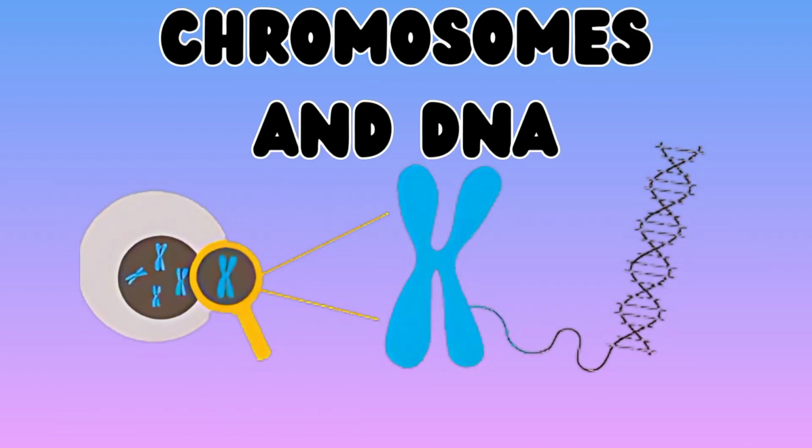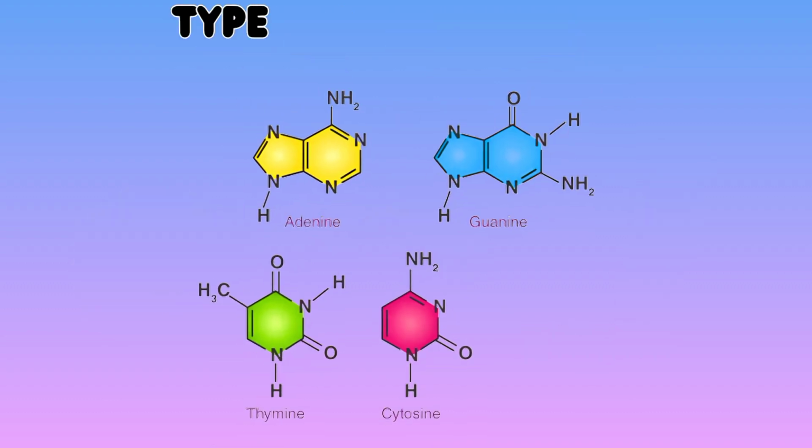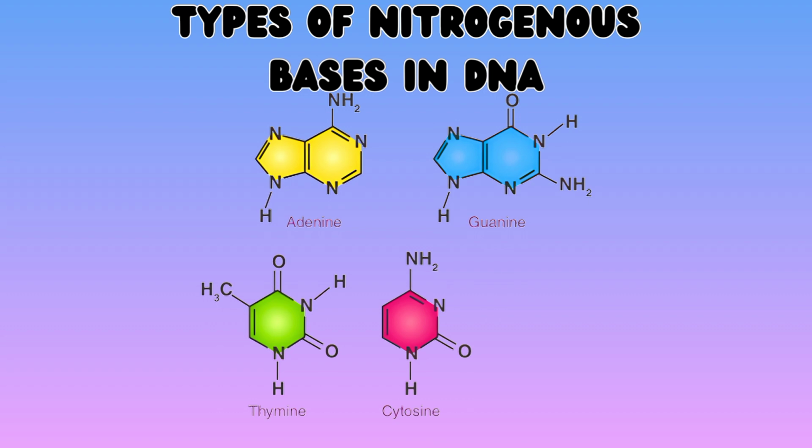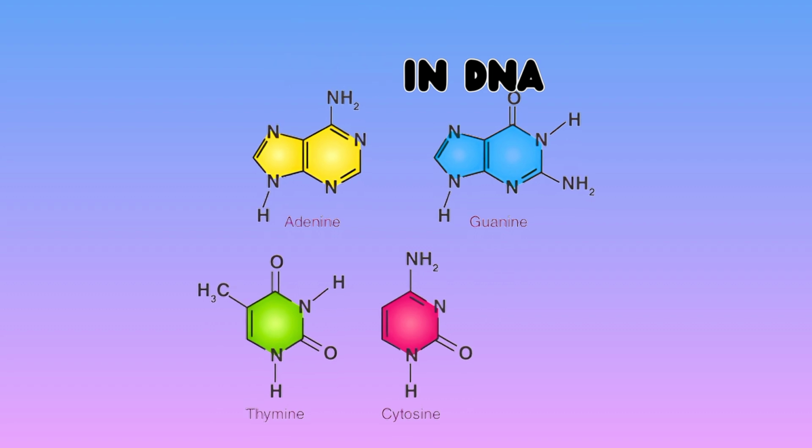Chromosomes and DNA. Chromosomes are structures in the cell that carry the genetic material. DNA is the molecule that contains the genetic code. Chromosomes are made up of DNA tightly packaged with proteins. DNA is a polymer composed of four different types of nucleotides: adenine, thymine, guanine, and cytosine. These nucleotides are linked together by phosphodiester bonds.